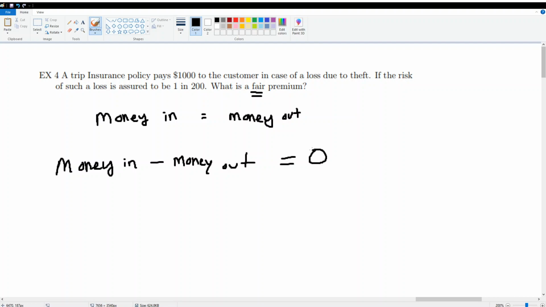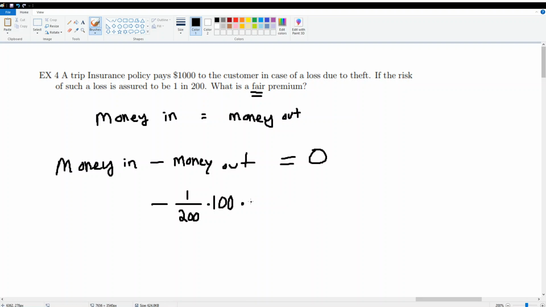So the risk of a loss is assumed to be 1 out of 200. So how much money are we paying out? Well, the amount of money we're paying out, expected value, is 1 out of 200 times 1,000. That's expected value right there.